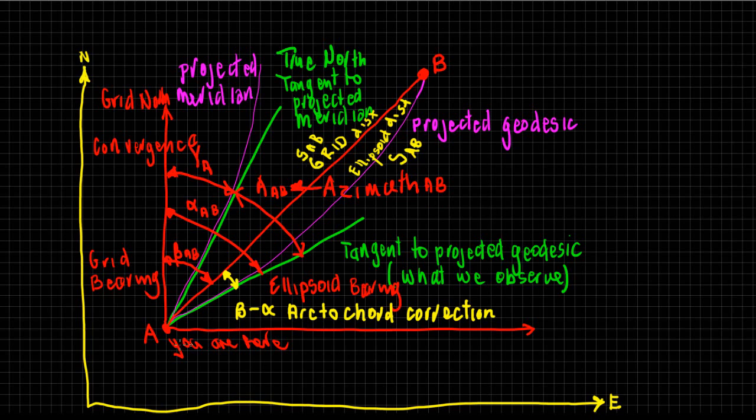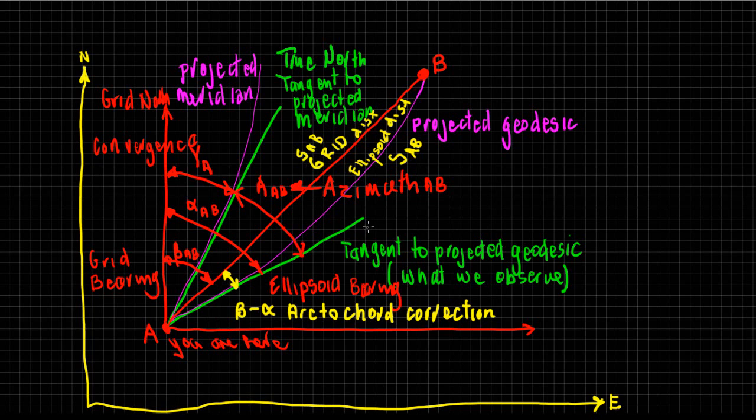However, as we noted earlier, we have the true north through the point A and grid north with our convergence, and then we also have, when we're observing at A to B, we would actually be observing along this green line here, which is a tangent to the projected geodesic, which is the chord or the arc between A and B. So this is what we would actually be observing.